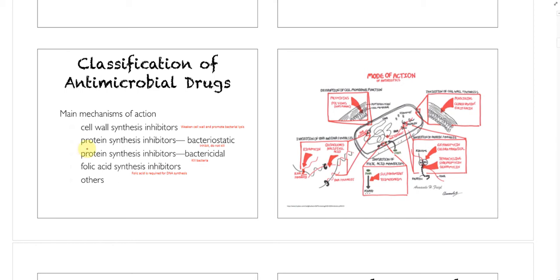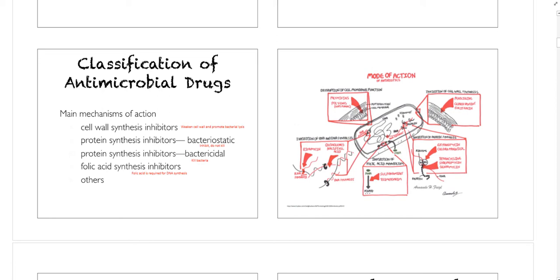We also have protein synthesis inhibitors that can be either bacteriostatic or bactericidal. Bacteriostatic being that it's static, it's like stasis, not moving, being that it inhibits, it does not kill. Whereas bactericidal are going to actually kill the bacteria.